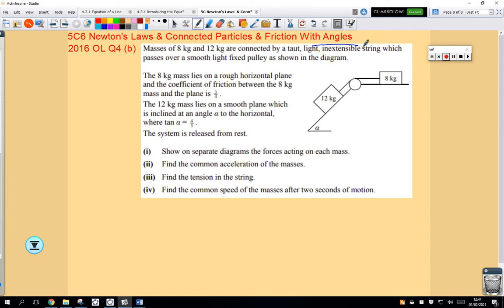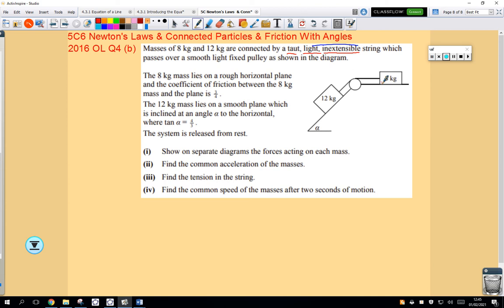So it says masses of 8 and 12 are connected by a taut, light, inextensible string. Okay, so it's inextensible, tension constant throughout the string. It's not elastic, nothing's bouncing around. It's light, its mass is negligible, we don't have to worry about it having any mass. It's taut, which means it's at full extension here. There's going to be no snap when it suddenly becomes taut.